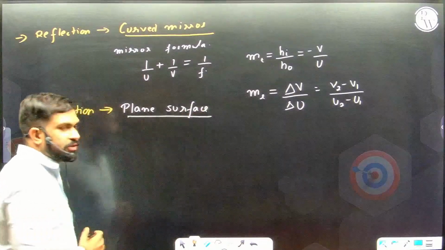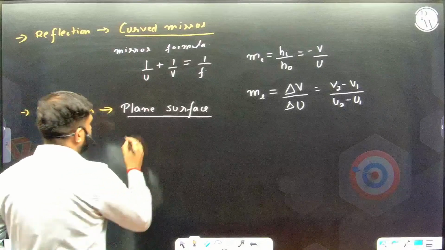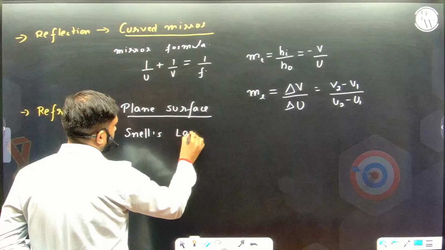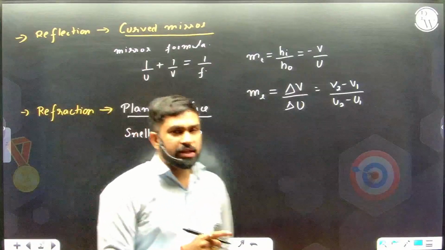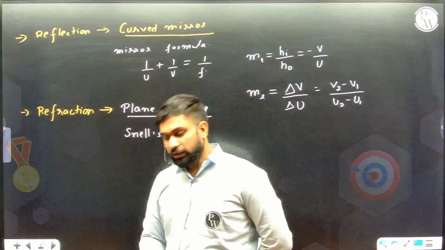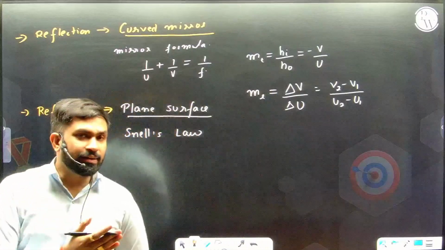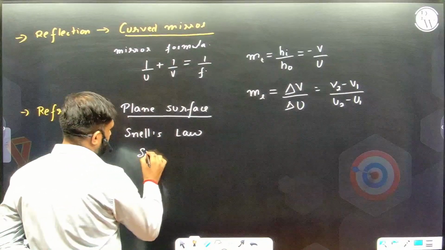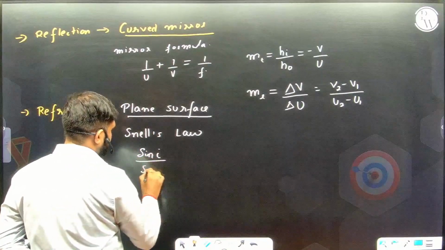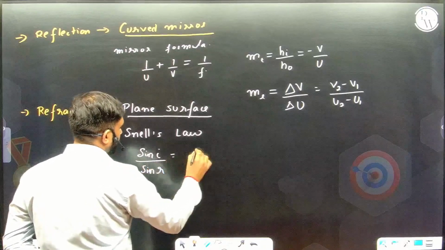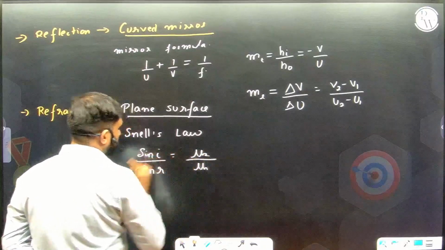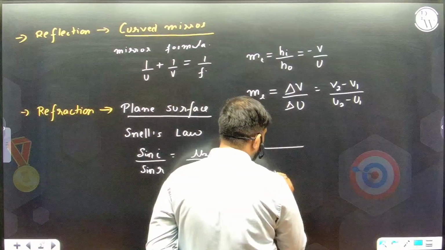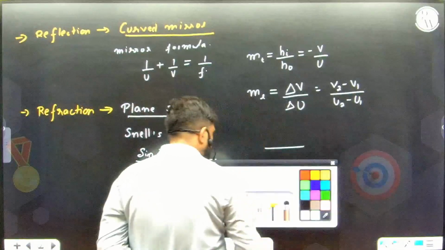In that refraction, I know that the first law of refraction is your Snell's law. The other law is same as the reflection law. The incident ray, refracted ray and the normal, they all lie in the same plane. Snell's law is pretty important. Sin i upon sin r equals mu2 upon mu1.